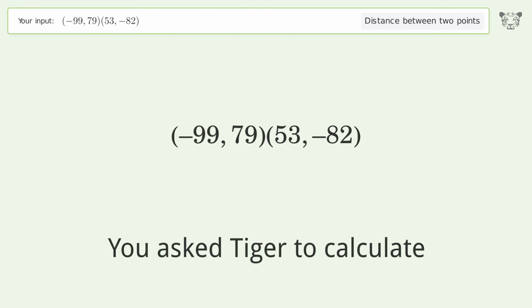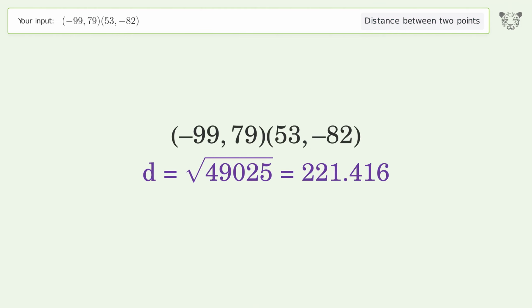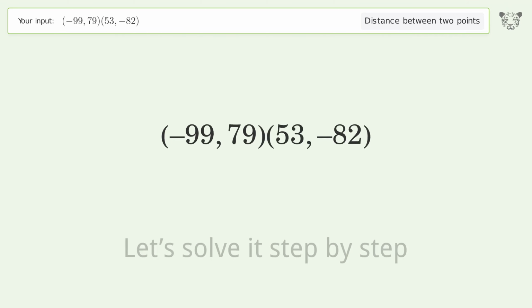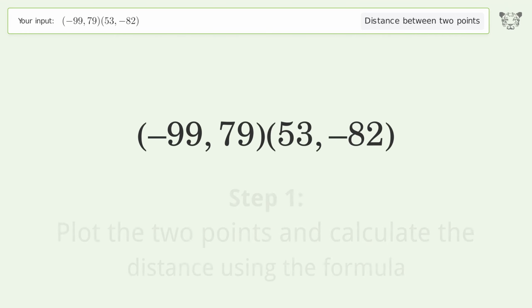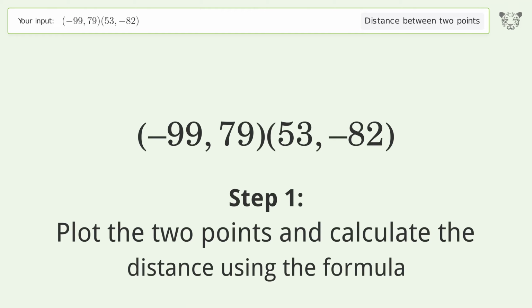You ask Tiger to calculate. This deals with the distance between 2 points. The distance between the 2 points is the square root of 49,025 or 221.416. Let's solve it step by step. Plot the 2 points and calculate the distance using the formula.